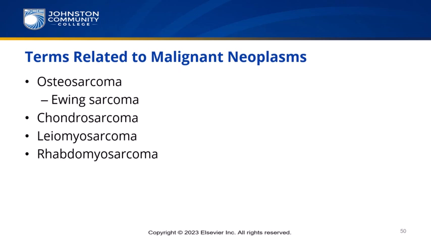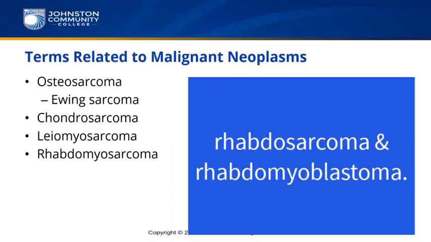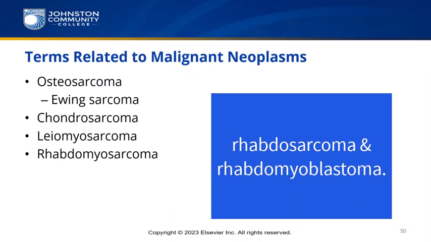Then we have chondrosarcoma, which is a malignancy of the cartilage. Remember, chondro means cartilage. This particular tumor is most often found in adults. Then we have leiomyosarcoma, which is a malignant tumor of the smooth muscle of the body. This is most commonly found in the uterus. And then rhabdomyosarcoma is the cancer of the skeletal or striated muscle. Synonyms are rhabdosarcoma and rhabdomyoblastoma.